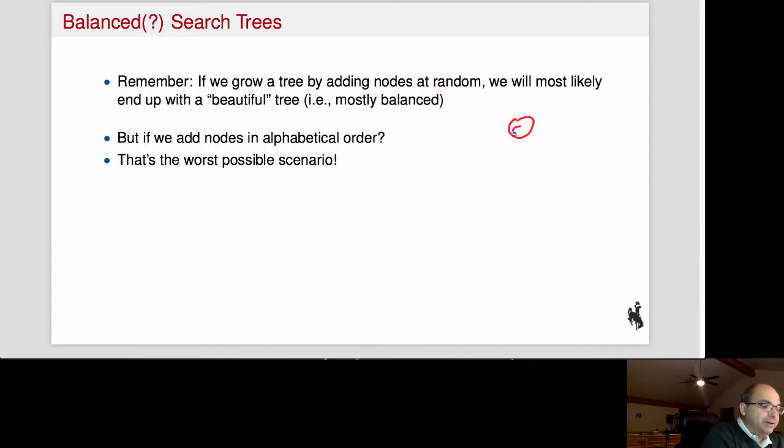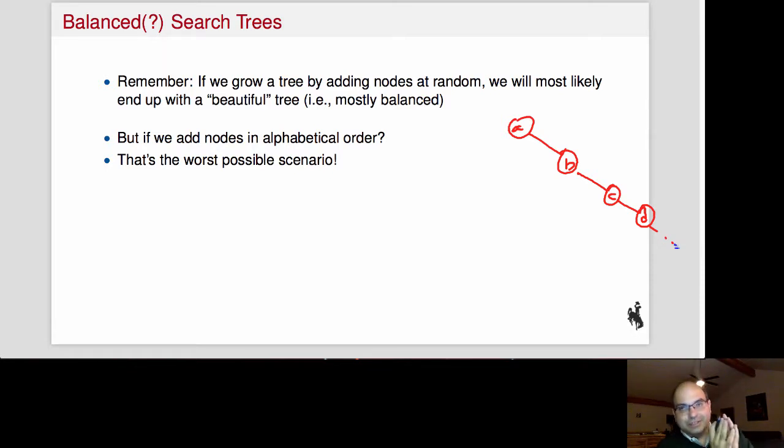First, we add an A, right? So we put that at the top. Then we add a B. Then we add a C. Then we add a D, and so on, right? This is actually the worst possible case, which is kind of embarrassing, because when we add something that is already in order, or reverse order for that matter, then we get the absolute worst possible behavior. So that's no good.